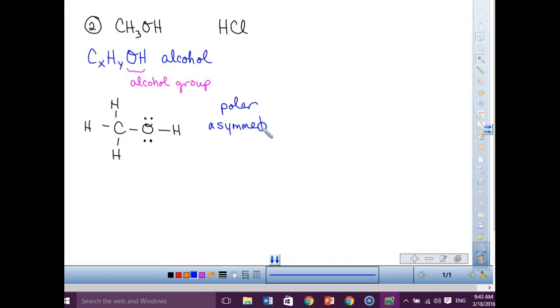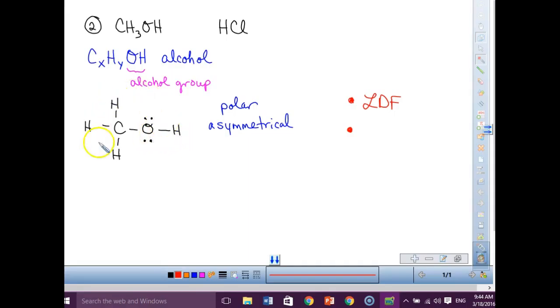It's asymmetrical. And if it's polar, we know that it has LDF, like everything. So then we have to decide if it's got dipole-dipole or can it do hydrogen bonding. So look at the structure. Does it have the correct structure to be capable of hydrogen bonding? Yes, because we have that hydrogen attached to oxygen.